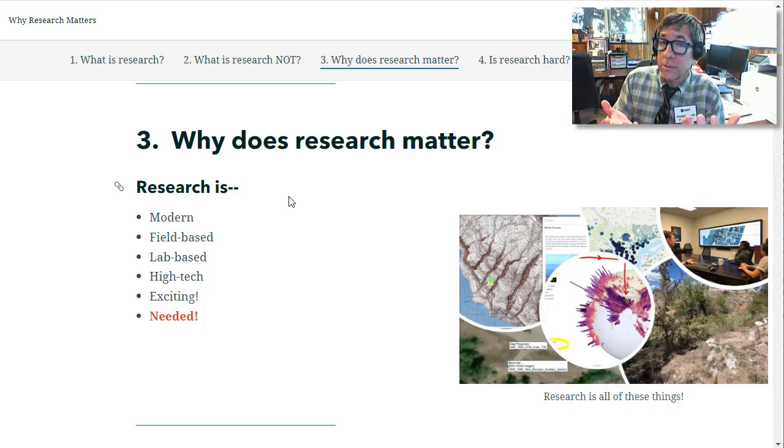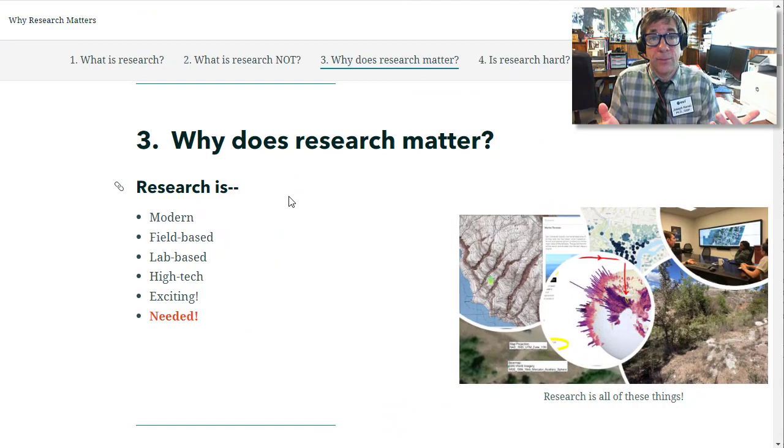It's also lab-based. You can be in a lab, and the lab can be wide-ranging. Don't think of it as just test tubes and Bunsen burners. Okay, lots of different kinds of labs. It could be a soils lab. It could be a medical lab. It could be a lab where you're getting input about people's attitudes in a field survey, etc. So lab-based. Labs can be far-ranging in scope, size, location. It's also high-tech. We're using modern, high-tech methods.